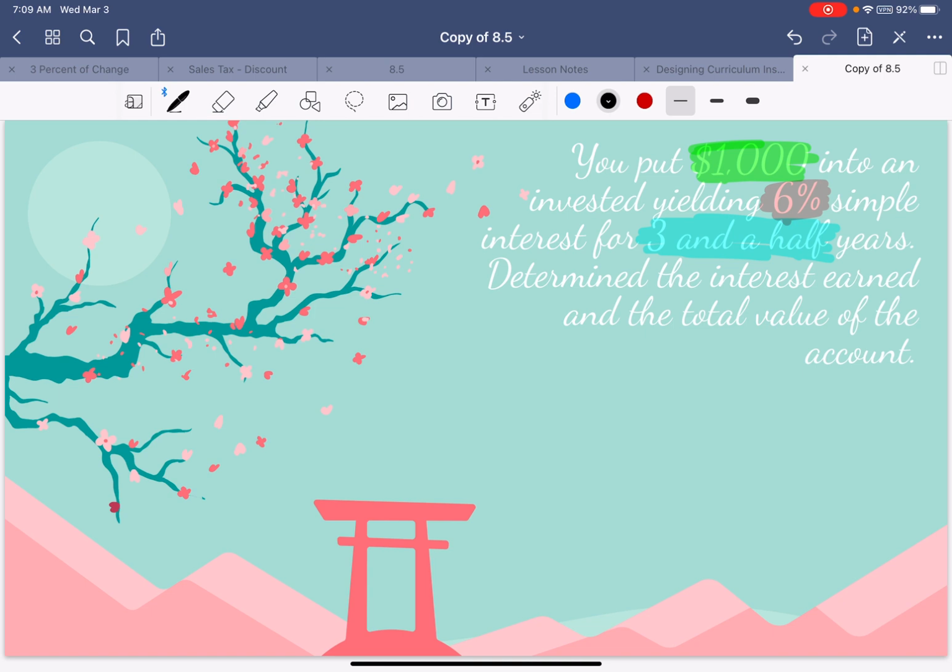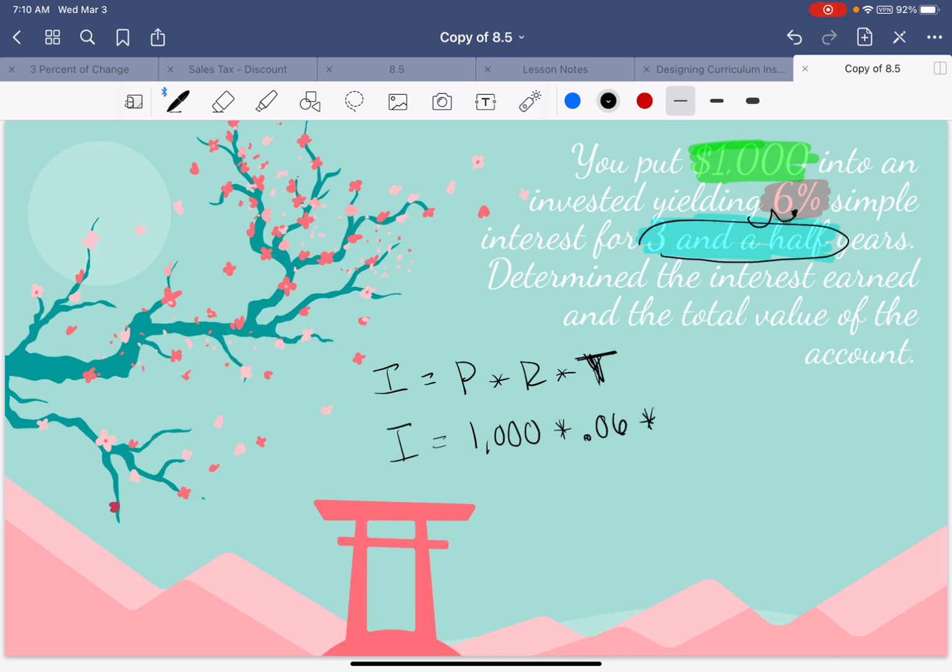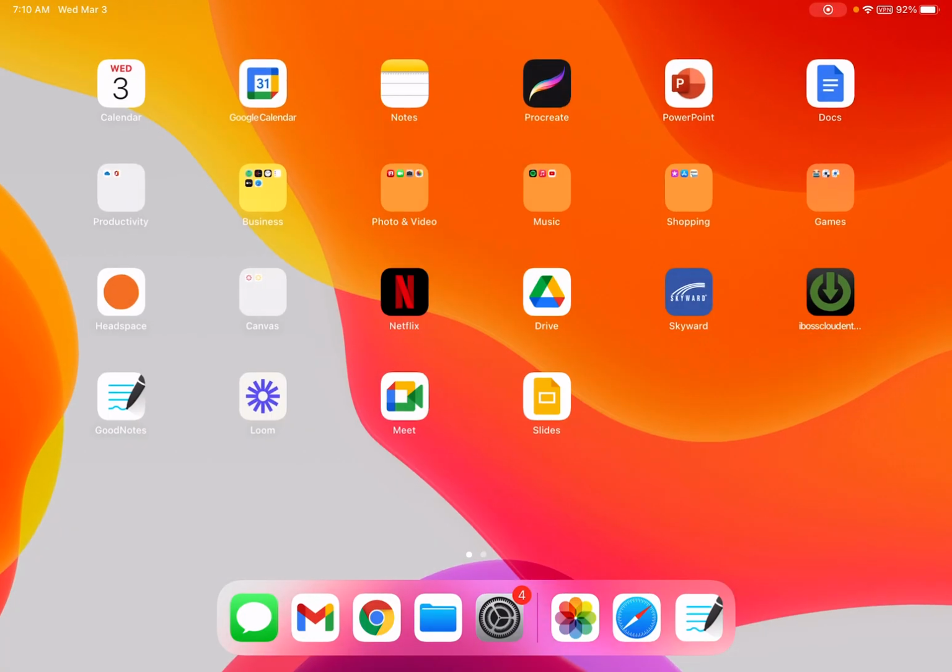So let's do this. Interest is principal times rate times years. Well, times time, but it's always in years, okay? So our principal, or what we started with, is 1,000 times our rate, but remember we have to make it a decimal, so it's going to be 0.06 times our time, which is 3.5 years. Well, I know I can represent a half as 0.5, so I'm just going to do 3.5. I'm going to go plug these into our calculator.